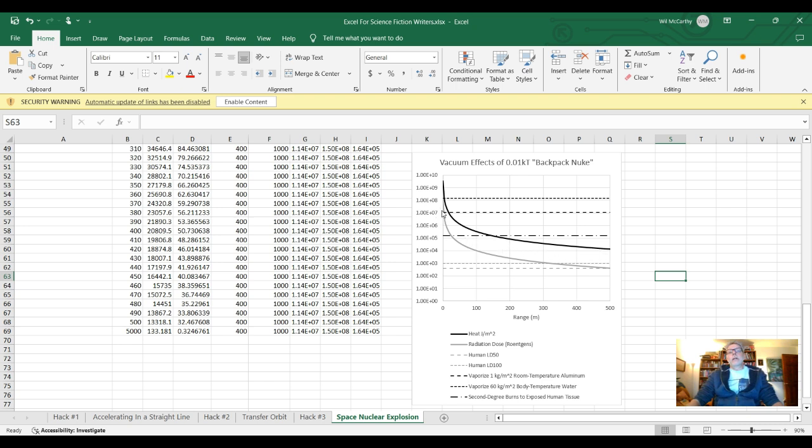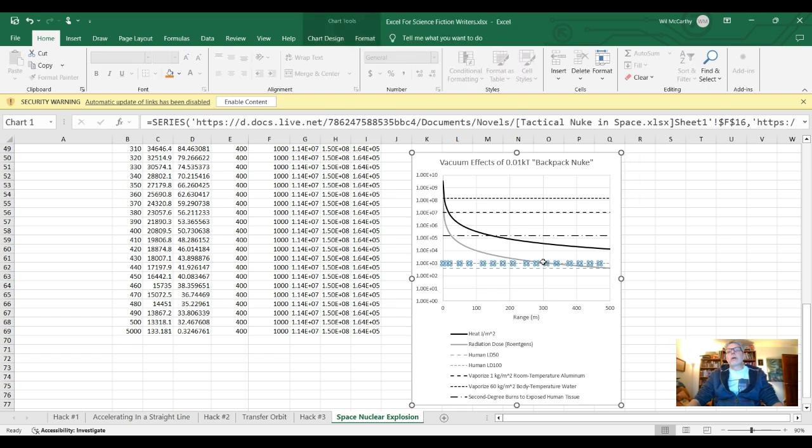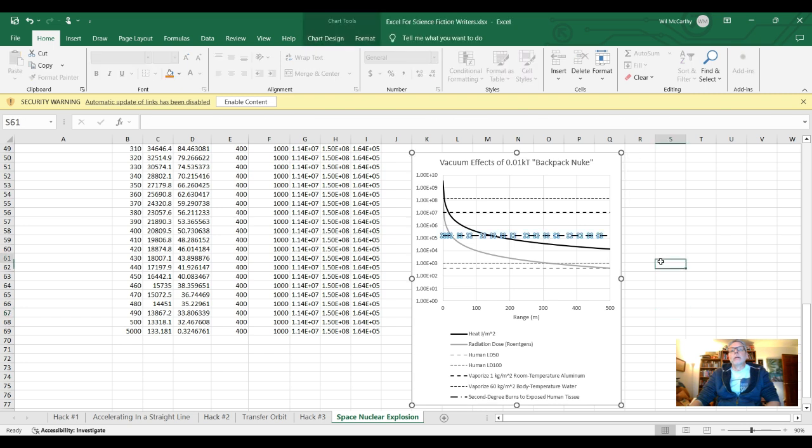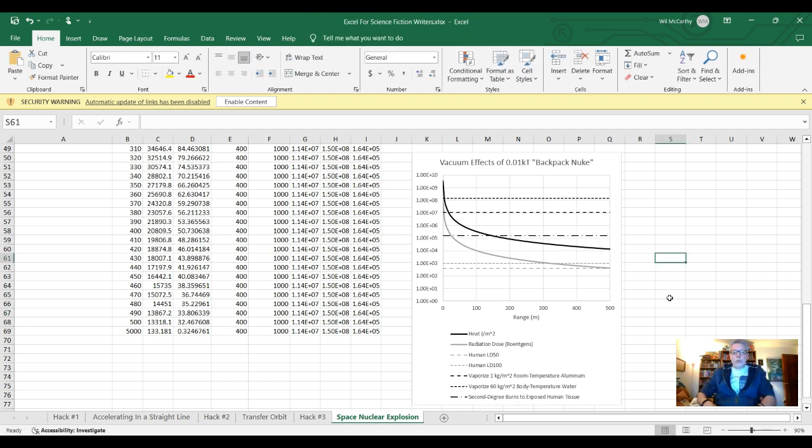What's interesting, this gray line is the ionizing radiation. Our LD50 dose is this line here, and our LD100 dose is this line here. They're actually quite close together. And what this tells us is that at a range of 300 meters, we have about a 50-50 chance of being killed by this explosion due to radiation, even though we're not even getting second-degree burns from heat. This tells us that a nuclear explosion in space is much more of a problem for ionizing radiation than it is for heat.